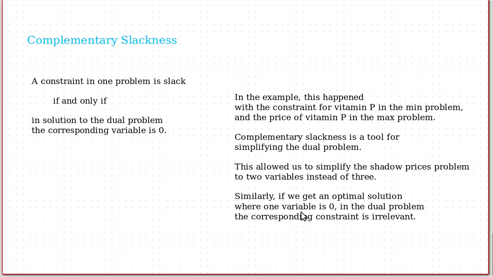And similarly, if you get an optimal solution where one variable is 0, then in the dual problem, the corresponding constraint is going to be irrelevant, right? Because that'll be satisfied with a margin to spare, and it means we can ignore that extra constraint, right? So it's a quite useful technique for simplifying the dual problem. And it's also a way of checking your solutions. If you solve both of them, check to make sure complementary slackness is satisfied. It should always be satisfied.